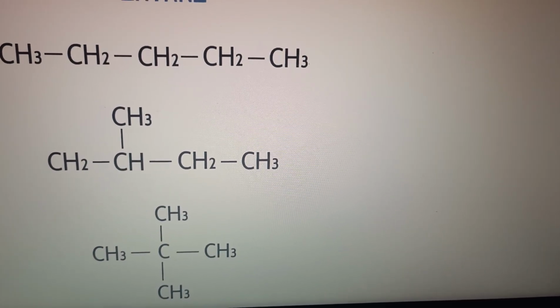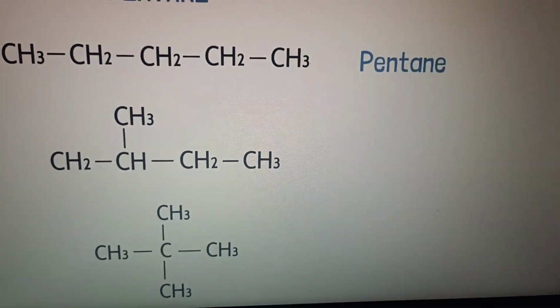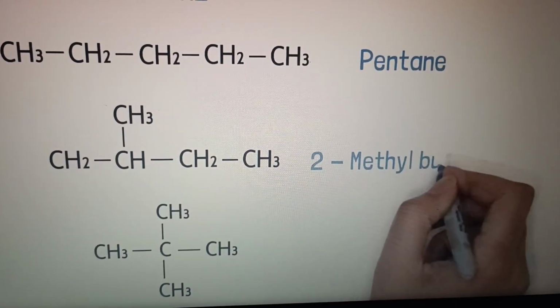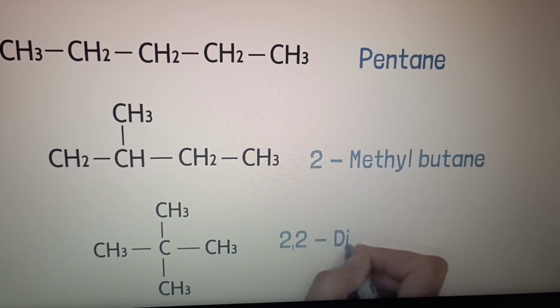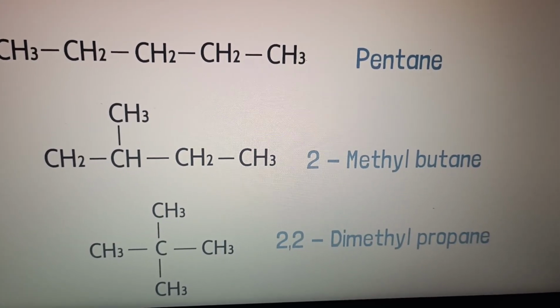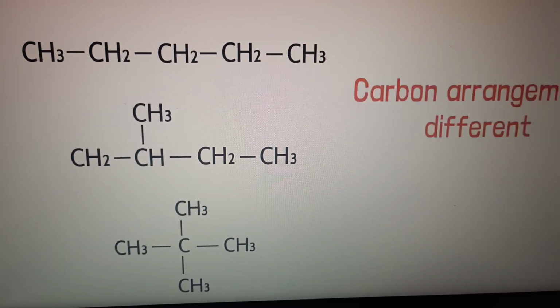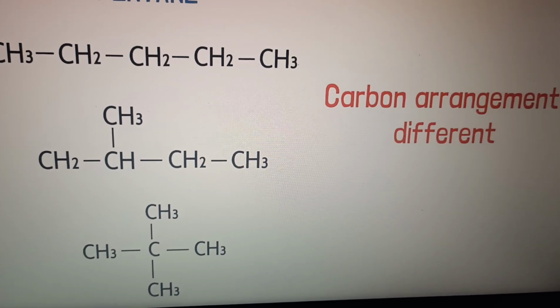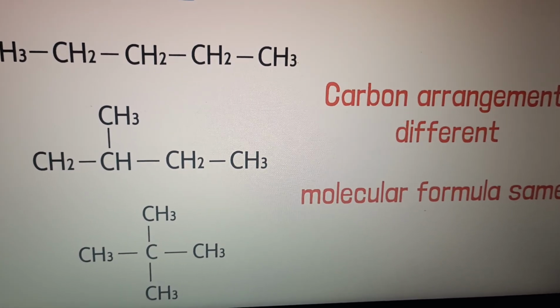So there are only three possible chain isomers of pentane. The first one is pentane, the second one is 2-methyl butane, and the third one is 2,2-dimethyl propane. In chain isomerism there is only a difference in carbon arrangement, and the molecular formulas are the same.